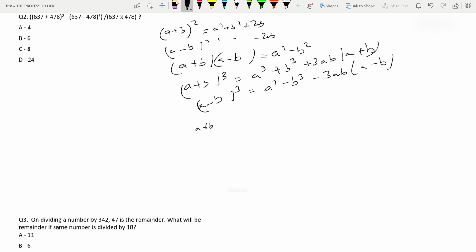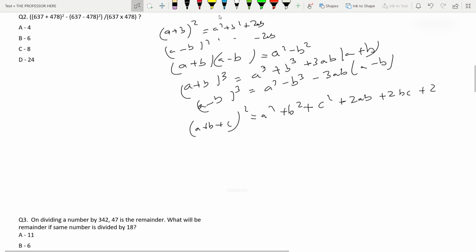I will just add one more. a plus b plus c the whole square is equal to a square plus b square plus c square plus 2ab plus 2bc plus 2ca. I hope that you already know these equations, so this is nothing new for you all. So let's apply a couple of these equations here. Let's take 637 as a and 478 as b.